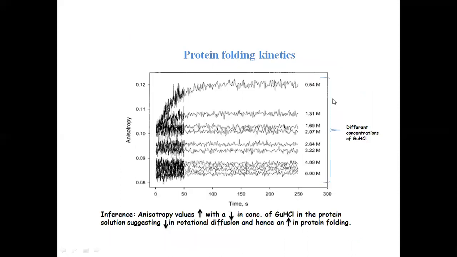This is the protein folding kinetics, which is studied under different concentrations of guanidine hydrochloride, which is the protein denaturant. You can see that the anisotropy value increases upon decrease in the concentration of guanidine hydrochloride. So there is a decrease in the rotational diffusion and hence an increase in the protein folding.